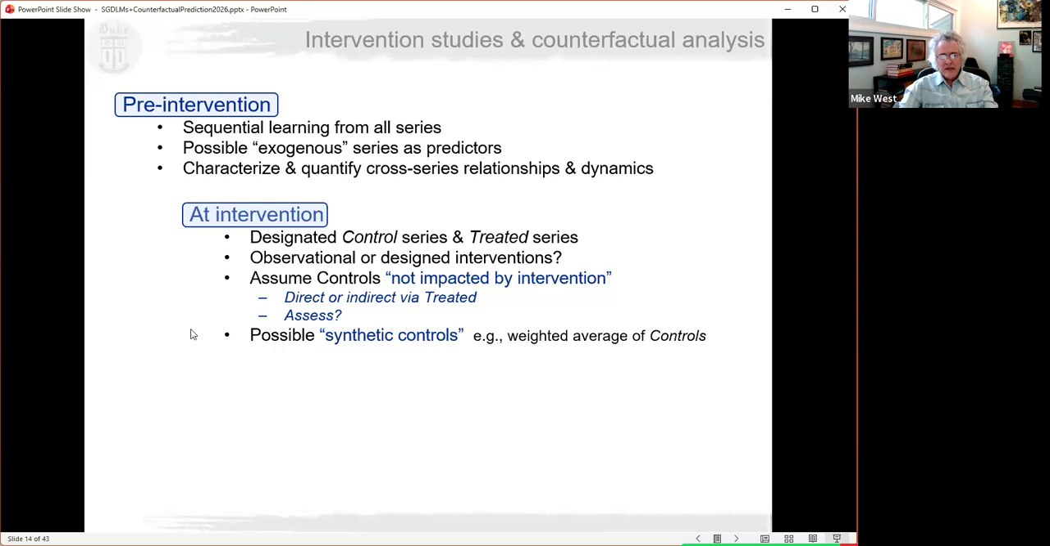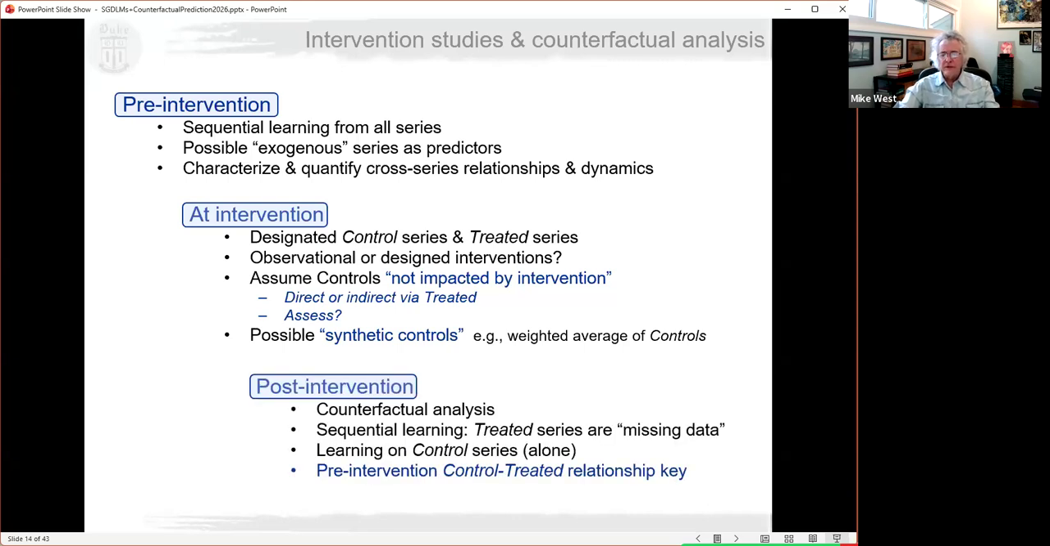The literature uses the term synthetic controls a lot, for made-up controls, and typically what they do there is driven by technicalities. For example, if they've got a lot of series that are controlled, they'll take a weighted average of them to use as a single control. But that's historically primarily been driven by computational, technical reasons rather than holistic modeling reasons.